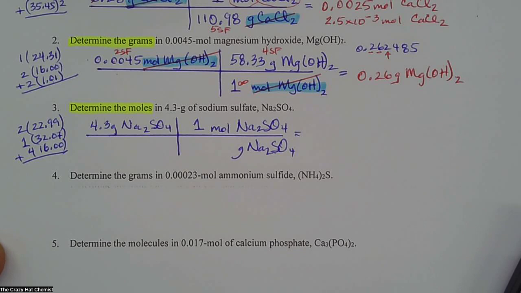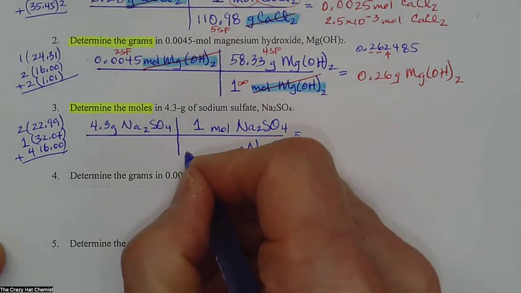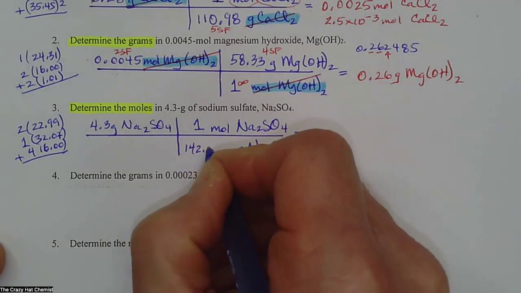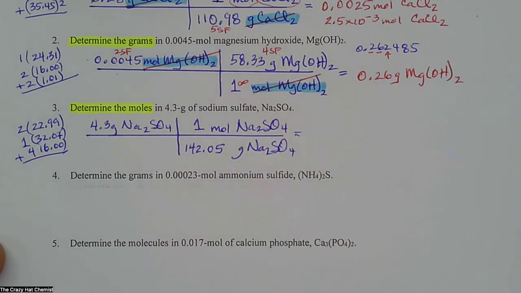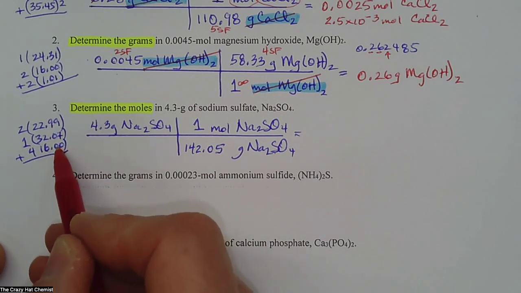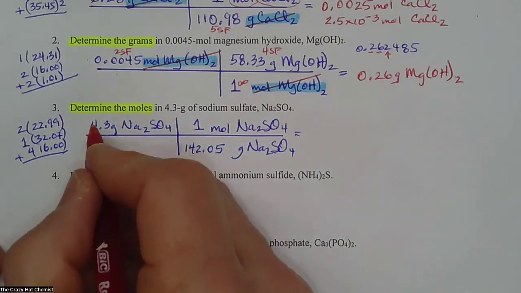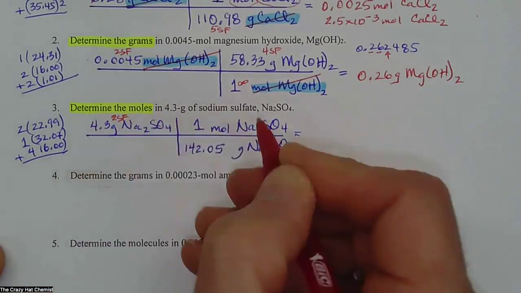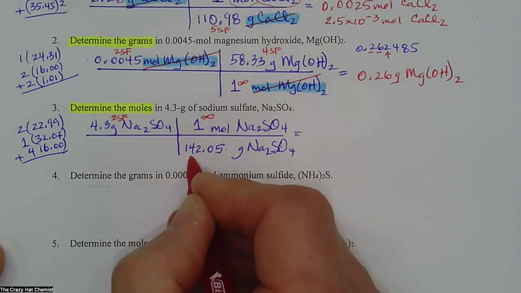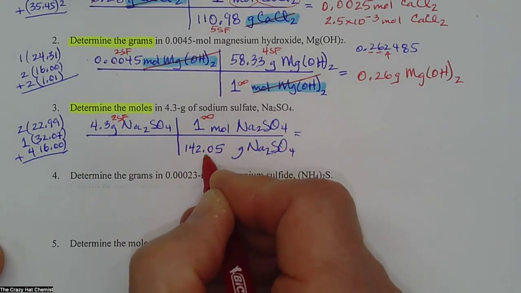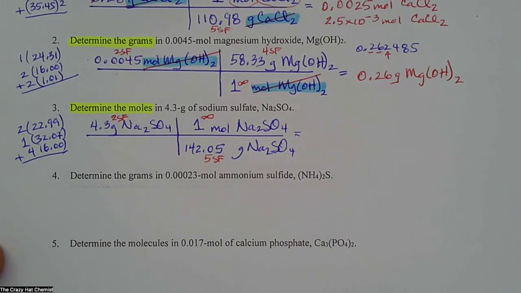32.07 times 1, and then 16.00 times 4, and I'm going to add that up, and I'm going to get 142.05. I'm rounding this number to the fewest number of decimal places, which is 2, and that's why this has 2. All right, perfecto. This has 2 significant figures. This has an infinite number of significant figures, and this has 1, 2, 3, 4, 5 significant figures. The least number of significant figures is 2. I'm going to be rounding to 2 significant figures.